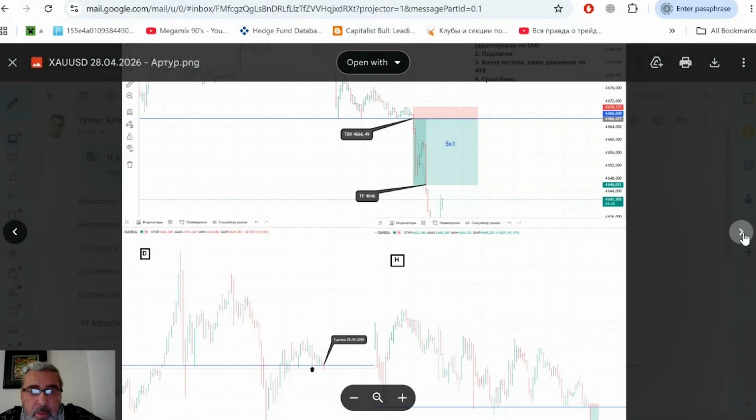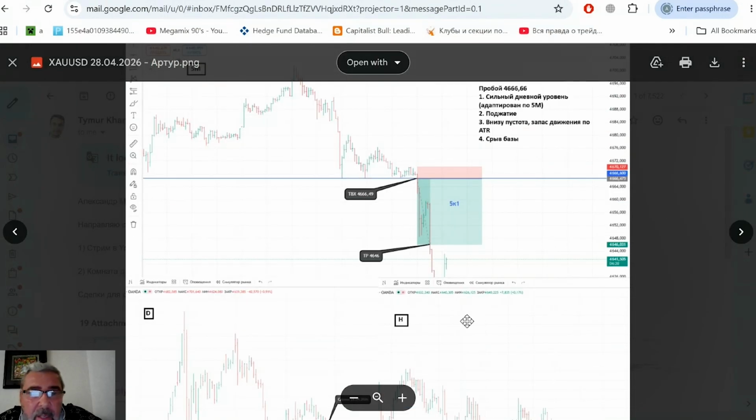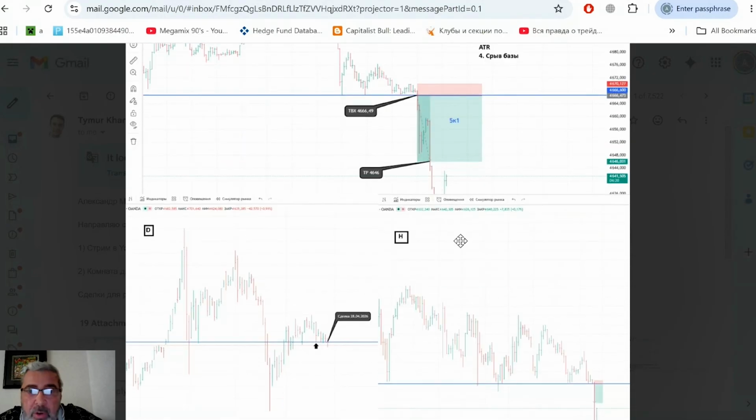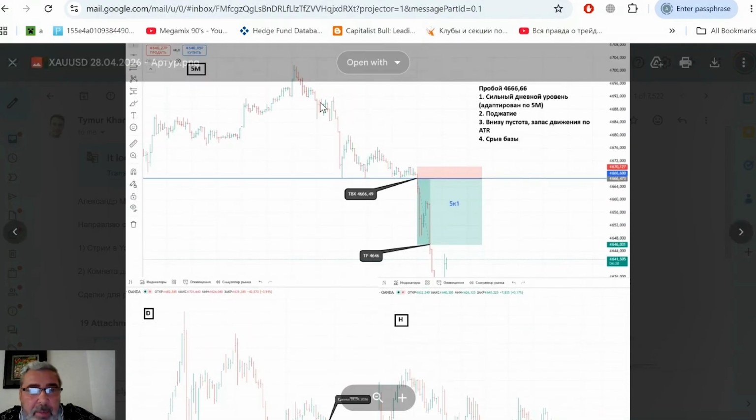Awesome stuff. Here's the daily, here's the hourly, and this looks like the 5-minute chart. Awesome. It worked out beautifully on the 5-minute chart. Artur, brilliant job.